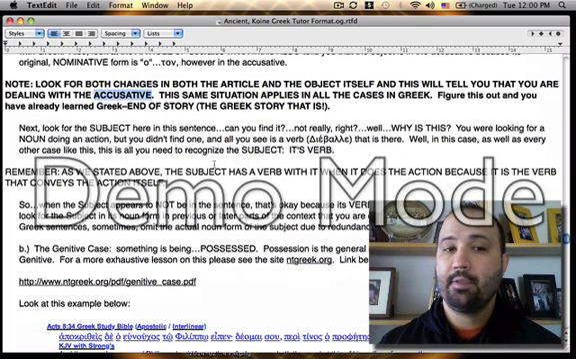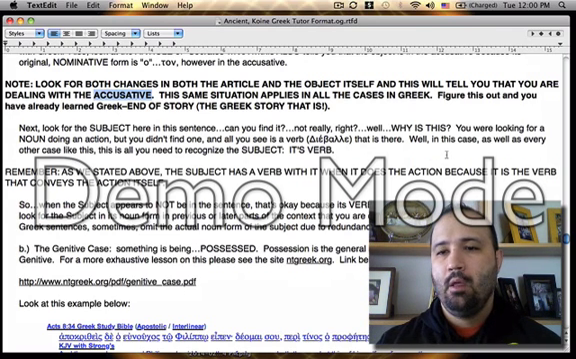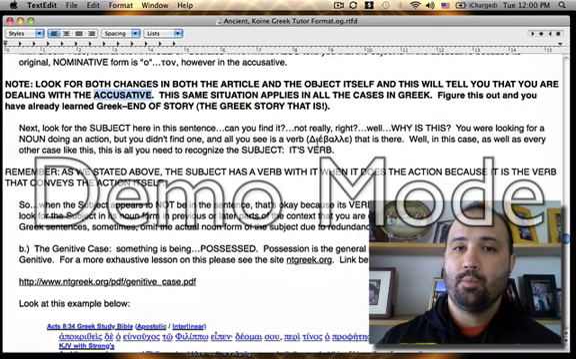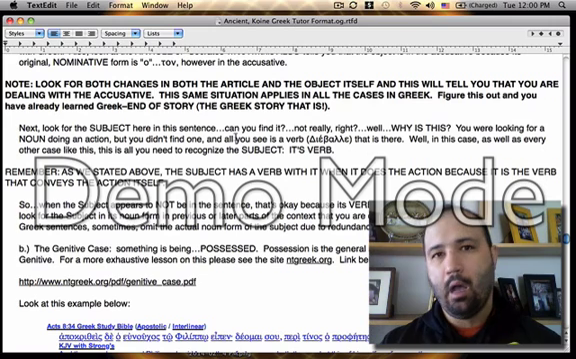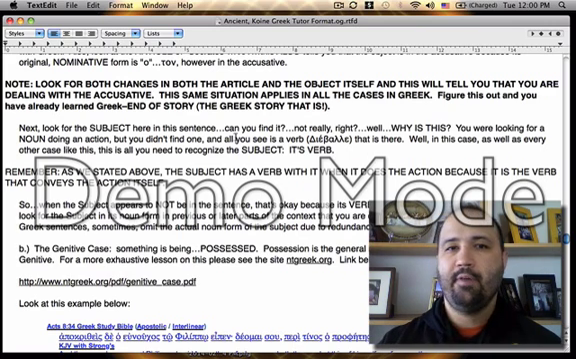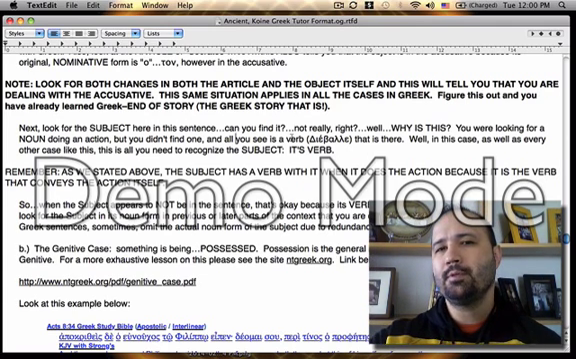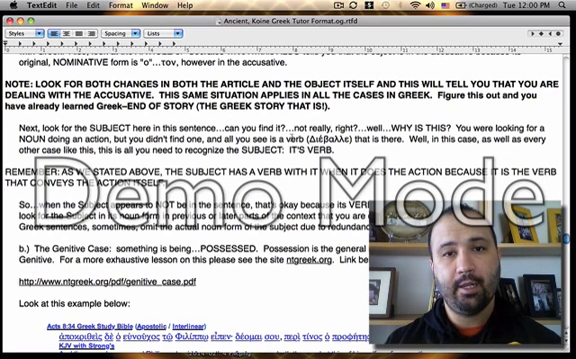Next, look for the subject here in the sentence. Can you find it? Not really, right? Well, why is this? You were looking for a noun doing an action, were you not? But you didn't find one there, because that's what we've been talking about: looking for the object and the subject in a sentence. The object will be in the various Greek cases. The subject, for the most part, will be in the nominative, 95% of the time. There's an exception where it is in the accusative when associated with an infinitive verb form, and we'll go over that later. But for the most part, this is what you need to learn.